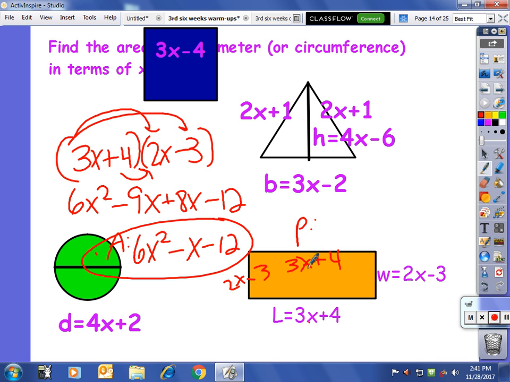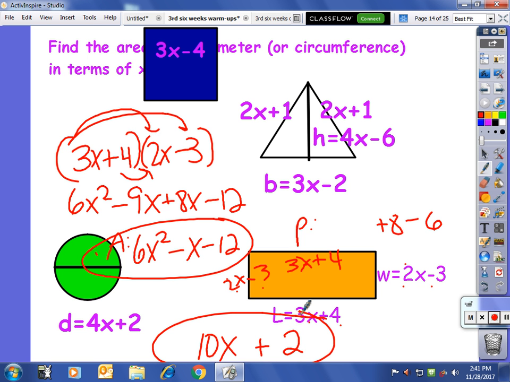3x and 3x is 6x, 7, 8, 9, 10x. Plus 4 and plus 4 is plus 8. Minus 3 and minus 3 is a minus 6. So my final constant total is a plus 2. 10x plus 2 was my perimeter.